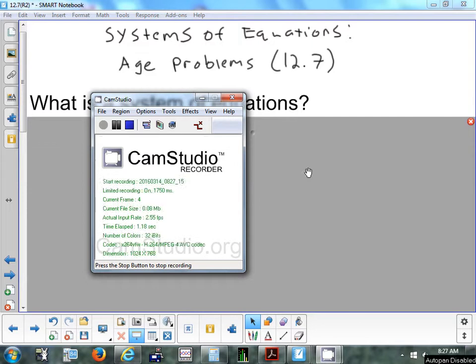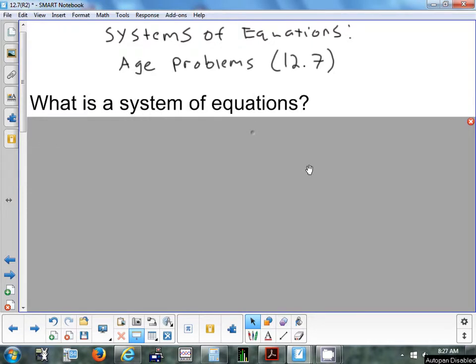Alright, so like I said, guys, this week we're still doing systems of equations, but we're doing word problems with them. You guys remember we already did one in the warm-up. What is a system of equations? Who remembers? Who can tell me by raising their hand?